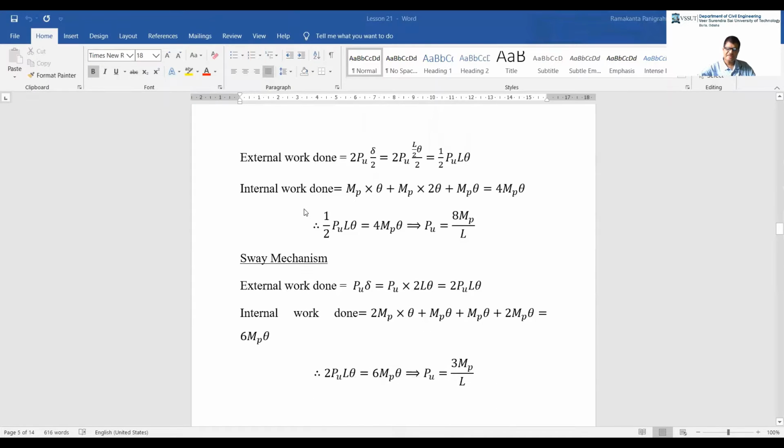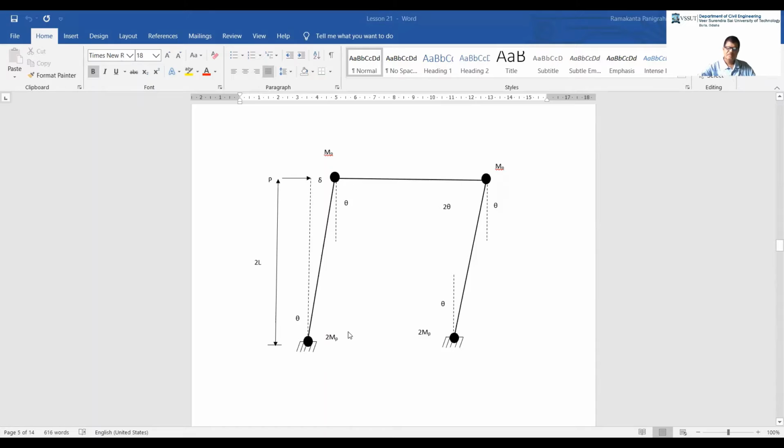Now go to the sway mechanism. Now see the sway mechanism. This is 2 MP, right? This is 2 MP, and this is delta. So here also the value will be delta, so both will be the same. So delta is equal to 2L into theta, and L is theta. So this is theta, this is theta, all will be theta.